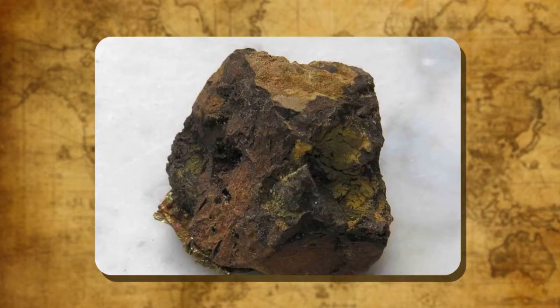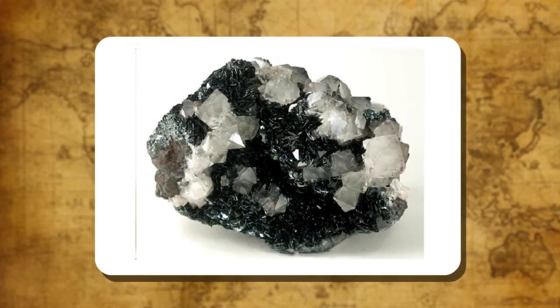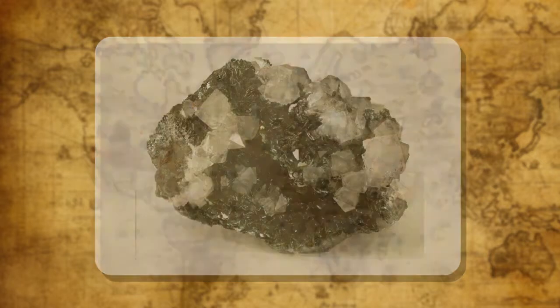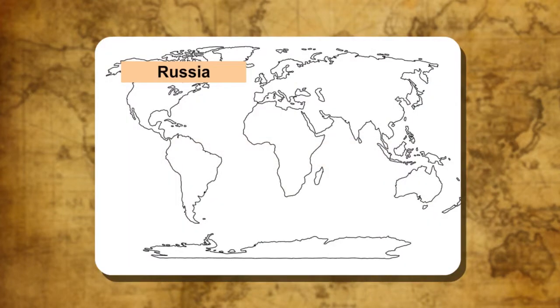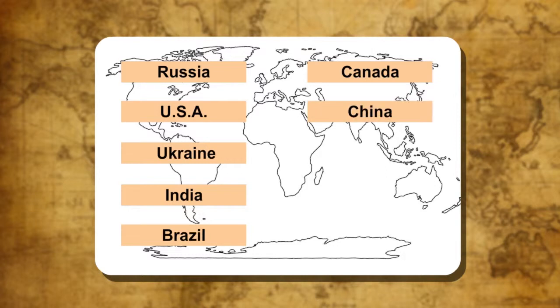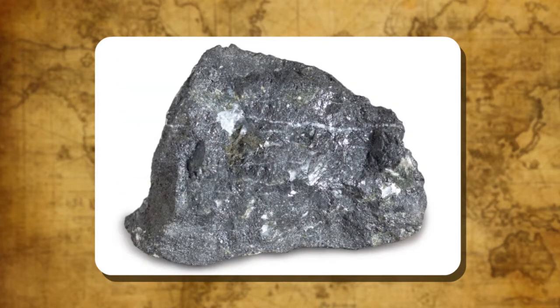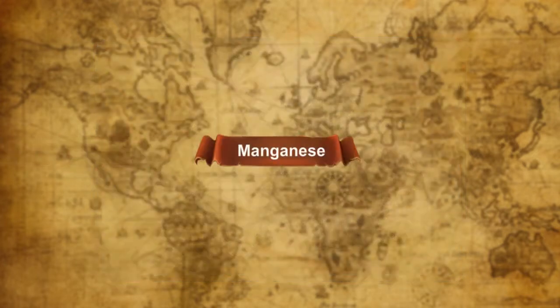Hematite, magnetite, limonite, and siderite are the four varieties of iron ore, among which magnetite and hematite are of good quality, which contain 70% and 50 to 60% accumulation of iron, respectively. Producing countries: Russia, USA, Ukraine, India, Brazil, Canada, China, France, Sweden, Venezuela, etc. are the main iron-producing countries. The Commonwealth of Independent States is the largest producer of iron.